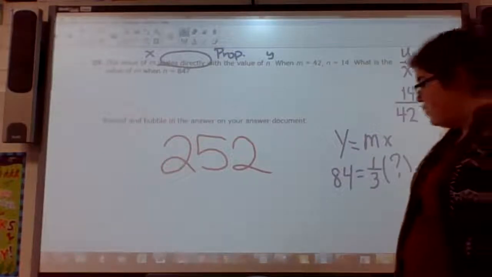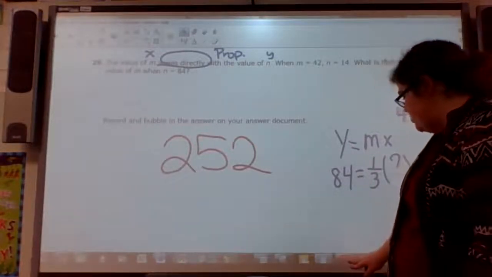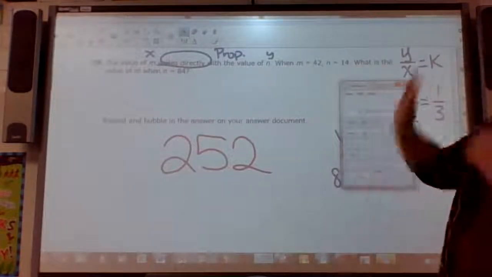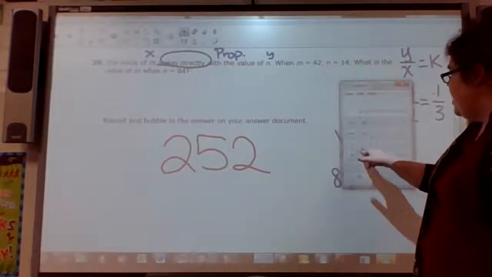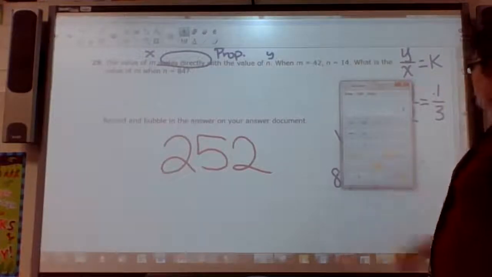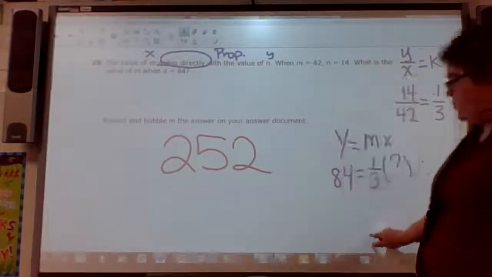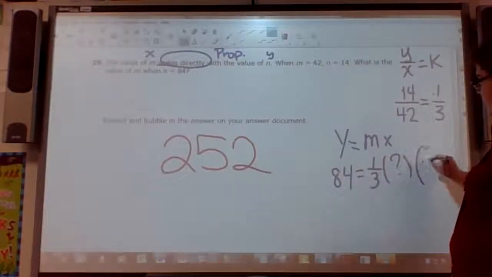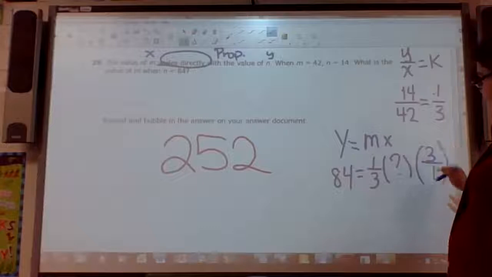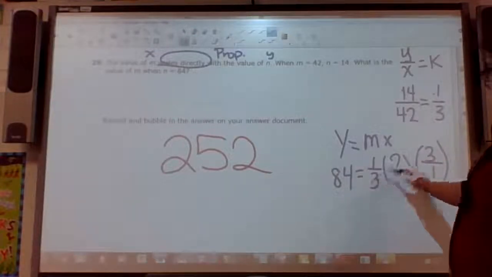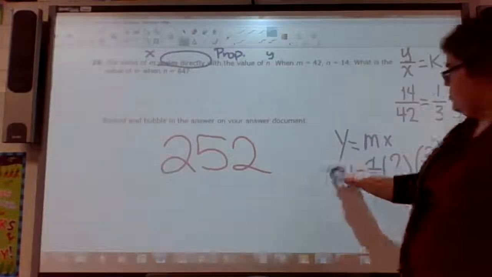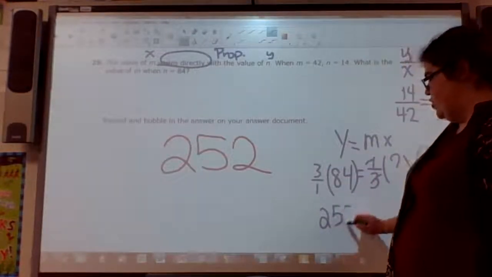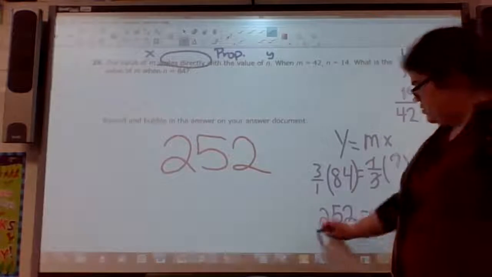So 84 divided by 1/3. Well, when you divide by a fraction, that means you're multiplying by the opposite. So 84 times 3, 252. When I am dividing by 1/3, that means I'm multiplying by the reciprocal, flip it. So 3 over 1, so I get 252 equals x.